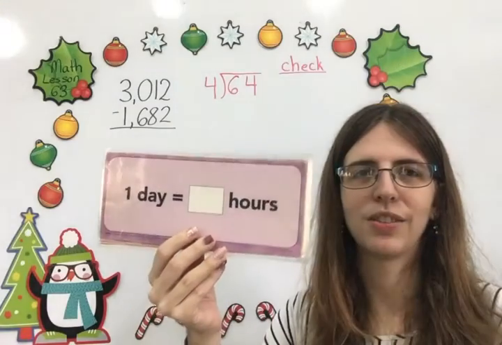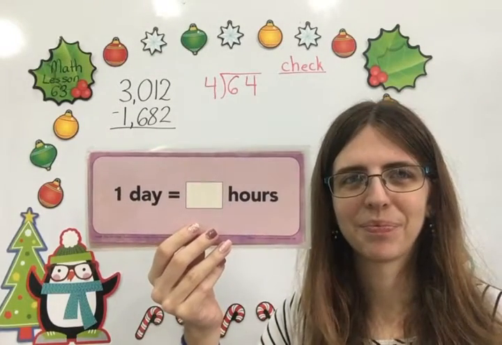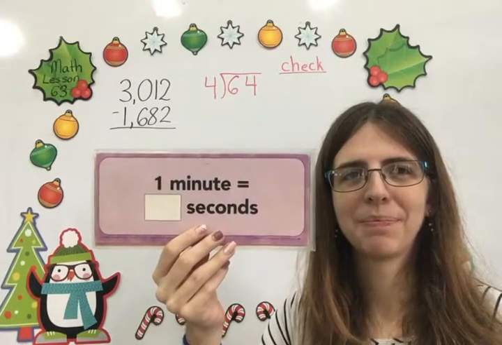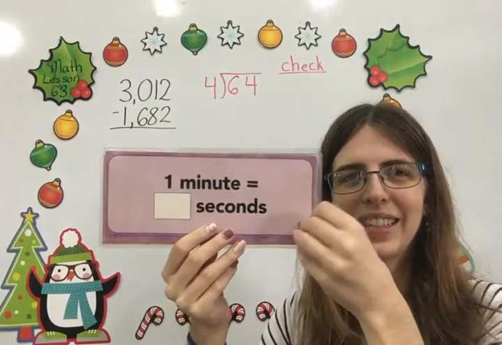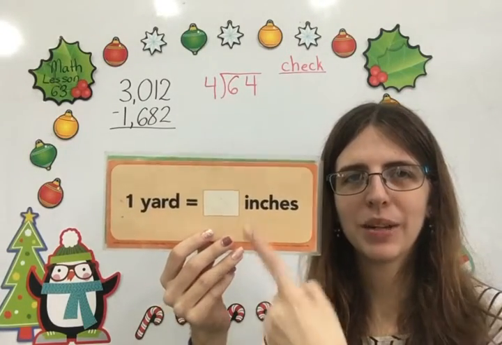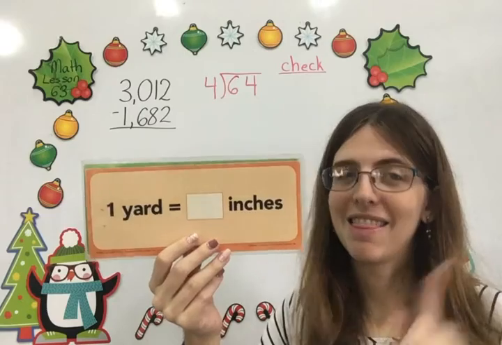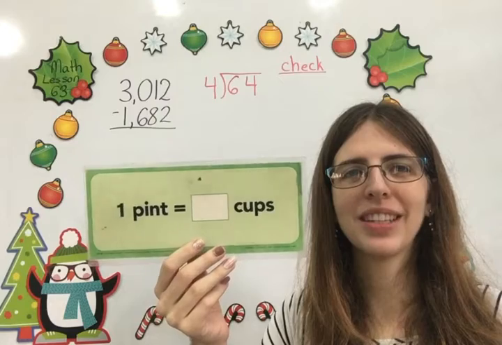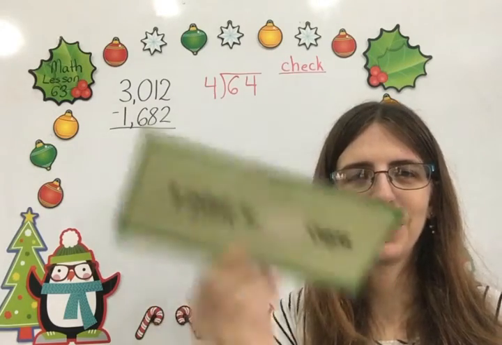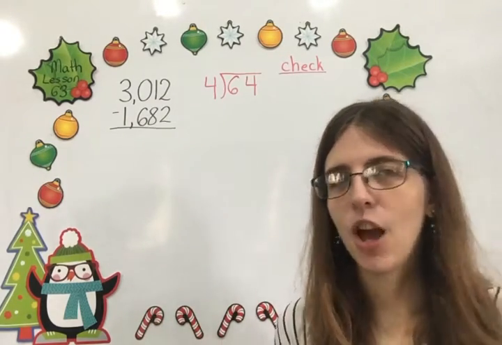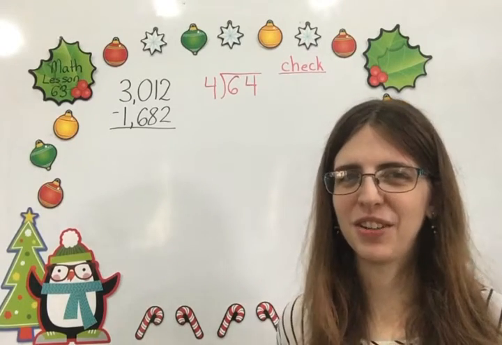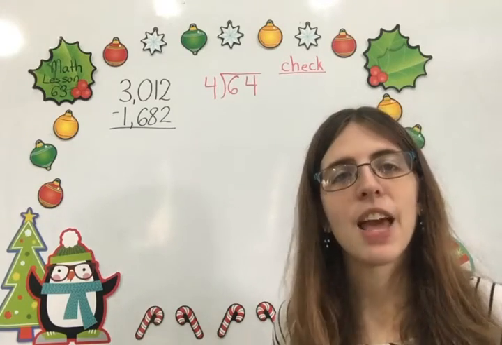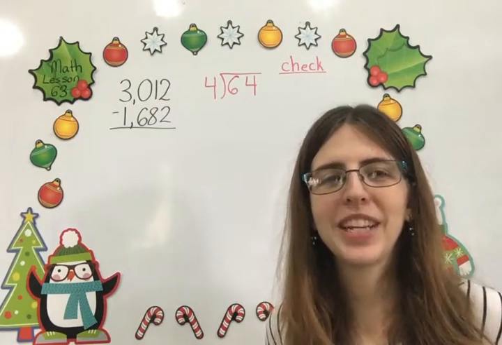1 meter equals 100 centimeters. 1 day equals 24 hours. 1 minute equals 60 seconds. 1 yard equals, this one's 36 inches. And 1 pint equals 2 cups. Excellent, excellent. Were you able to keep up? Or did I go a little too fast? Hopefully by now you can keep up and say them super, super fast. If not, don't worry, you'll be able to do that soon enough.